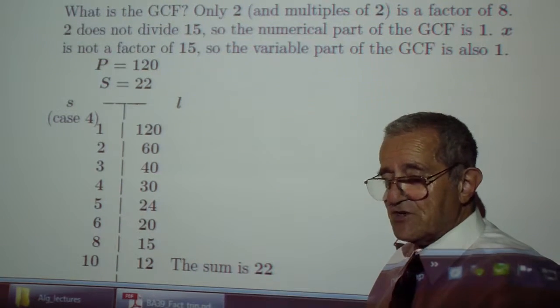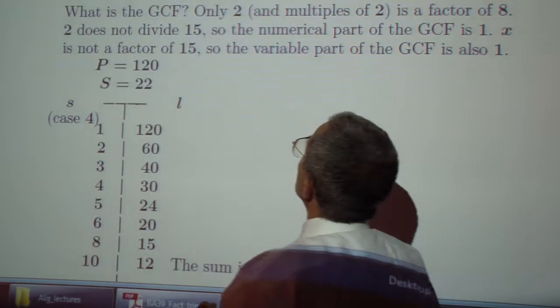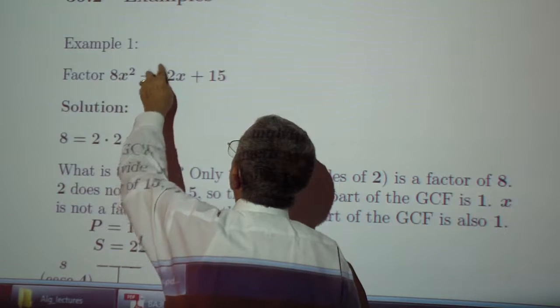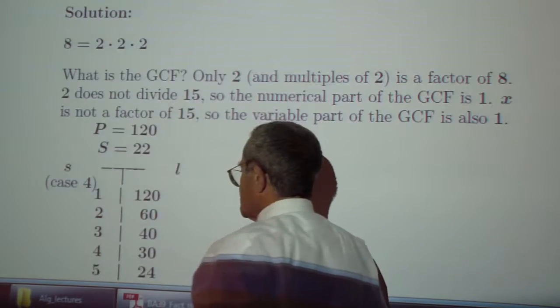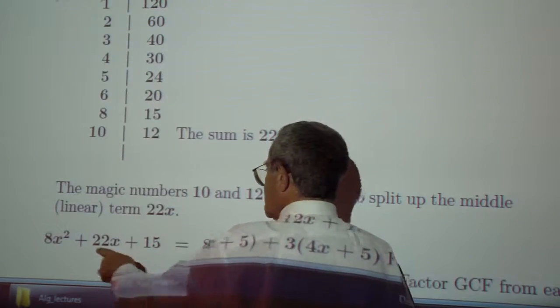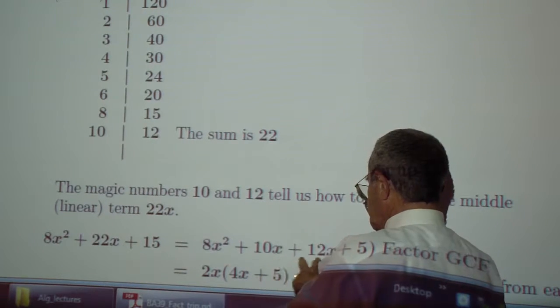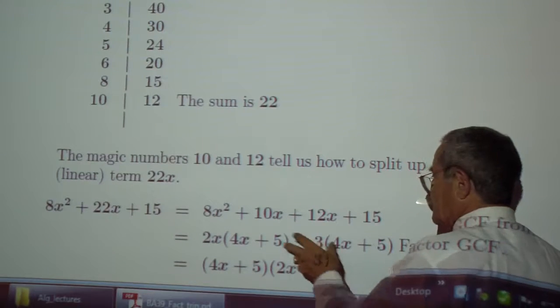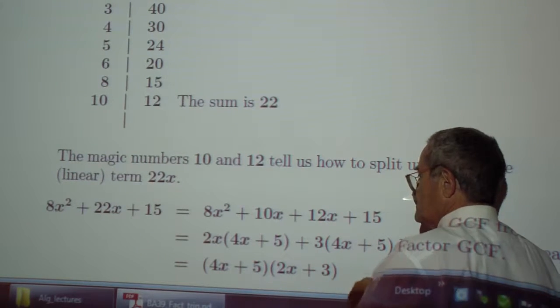These numbers tell you how to split up the middle term. Okay? These two numbers, 10 and 12, tell you how to split up the middle term. So the middle term becomes 10x plus 12x. That's 22x. And then you got 4 terms here.